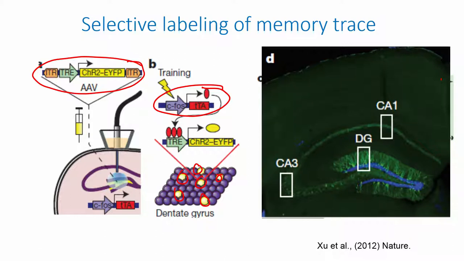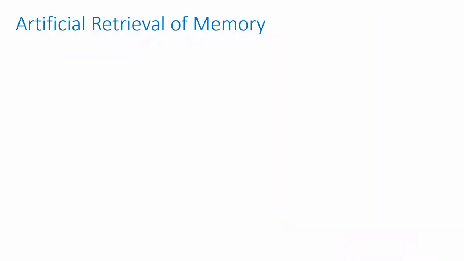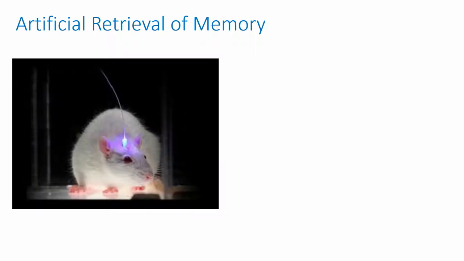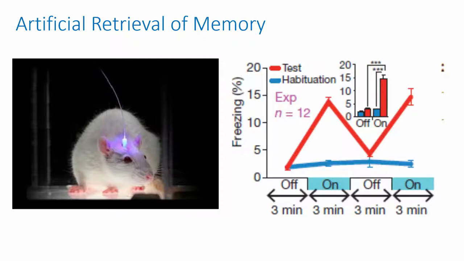But more importantly, when you go ahead and ask in the behavior, what do they see is the following. They take these animals and put in an optical fiber, because you need to deliver the blue light into its head. So they put in an optical fiber through which they can deliver the blue light at will. Since it's in a new context, when you don't deliver the light, the animal does not freeze. That's almost the same as that of the habituation group.